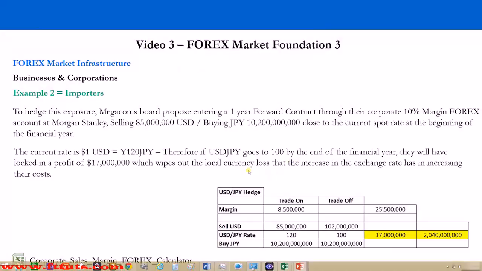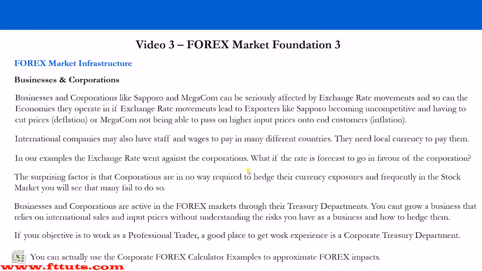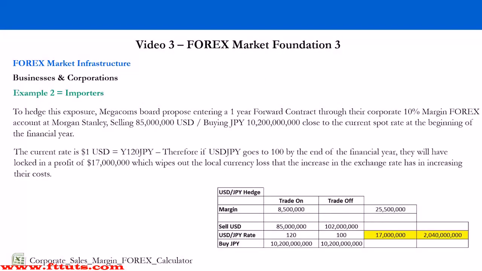So that is a classic example of an importer, especially an importer whose exposure is in overseas currencies, and they are a manufacturer locally. So what Megacom are actually doing here is buying chips in Japan denominated in yen, putting those chips into PCs and selling them to US customers in US dollars. That's a very classic example.